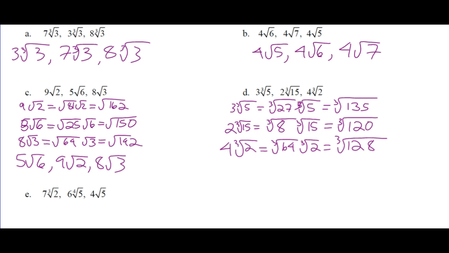The smallest one, now we're just looking at the numbers underneath the radical sign. So the smallest one is 2 cube root 15, followed by 4 cube root 2, followed by 3 cube root 5.